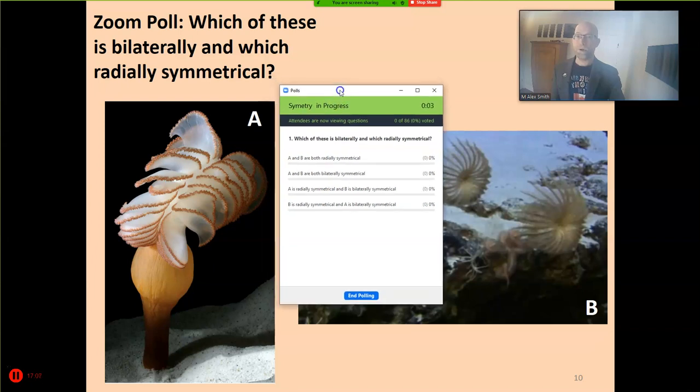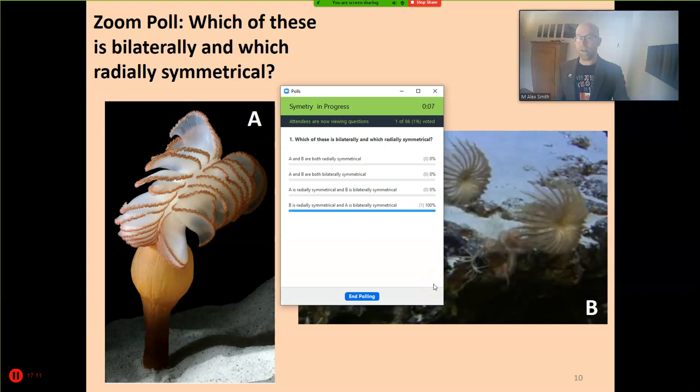Here's your poll. You've got four options. A and B are both radially symmetrical. A and B are both bilaterally symmetrical. A is radially and B is bilaterally symmetrical. B is radially and A is bilaterally symmetrical. I'll give you a couple of seconds. I see just over half of you have answered.